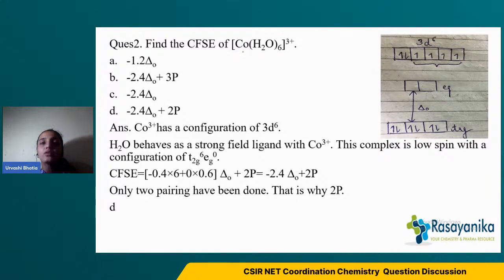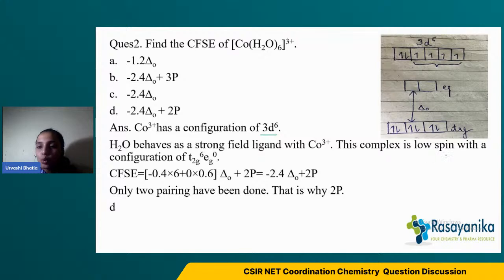And there are a few ligands which act as weak field ligands with cobalt 3+, like the halide ions, N3-, S2-. They act as weak field ligands with cobalt 3+, only some of them, while H2O acts as a strong field ligand, and hence it will cause pairing. So you can see that cobalt 3+ has a configuration of 3d6. How? Because it was 4s2 3d7, and after the removal of 3 electrons, we get 3d6. Okay, so H2O behaves as a strong field ligand with cobalt 3+.